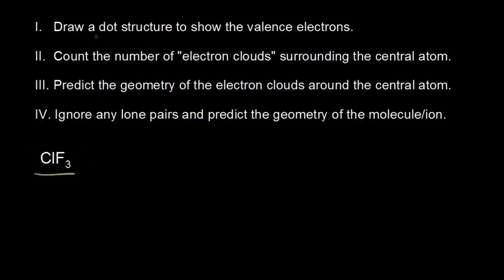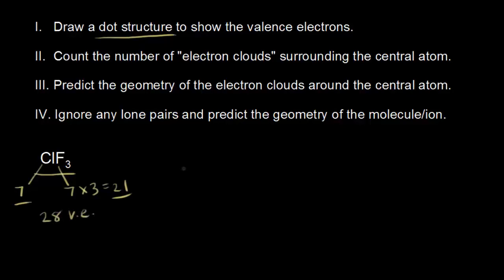We start by drawing a dot structure, which means we have to figure out the valence electrons. For chlorine in group 7, therefore 7 valence electrons. Fluorine is in group 7, and we have 3 fluorines. So 7 times 3 is 21, plus 7 means we have a total of 28 valence electrons that we need to show in our dot structure.